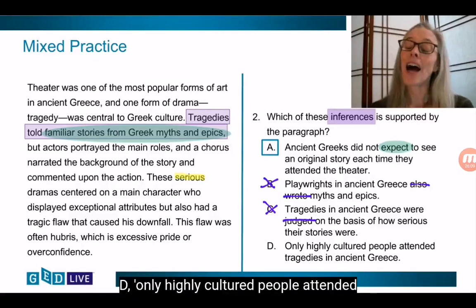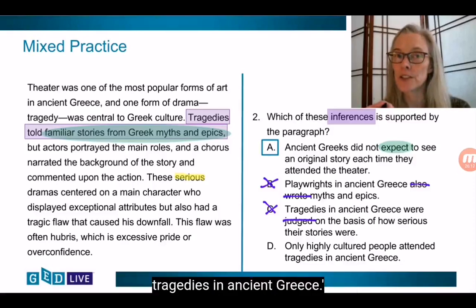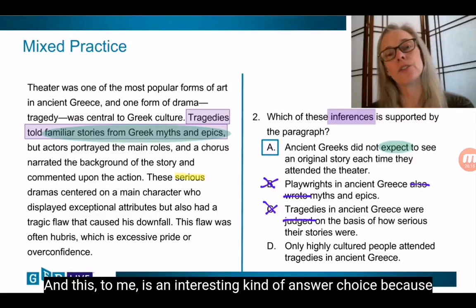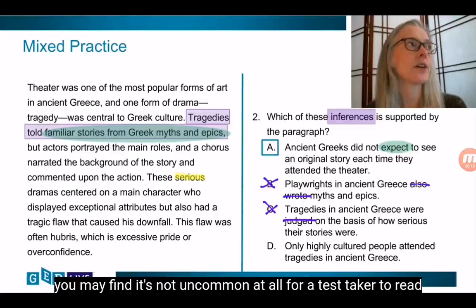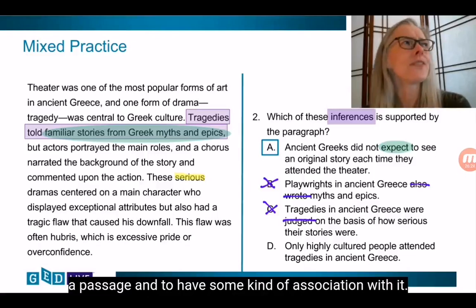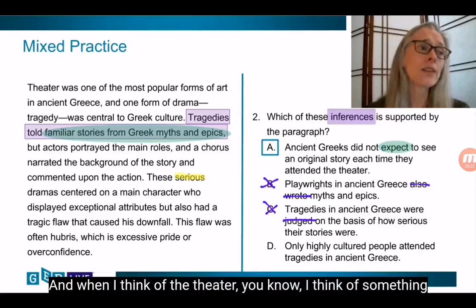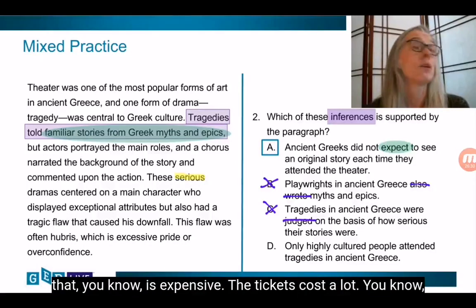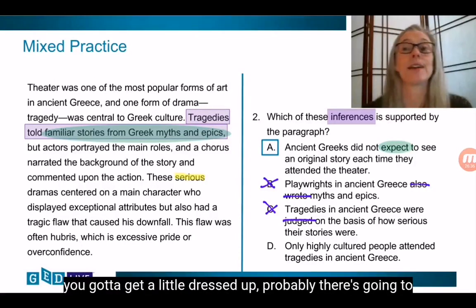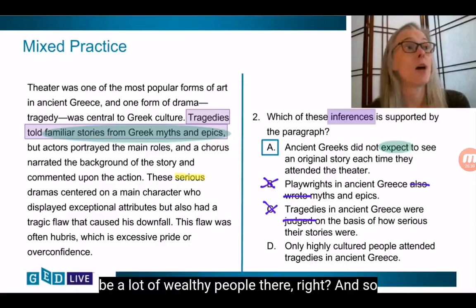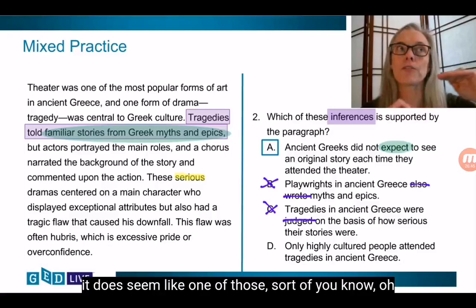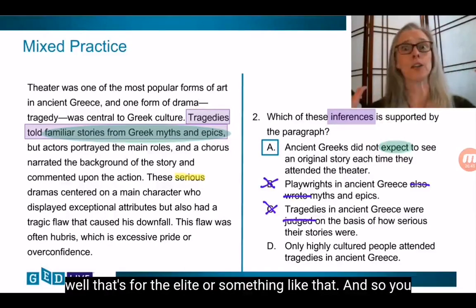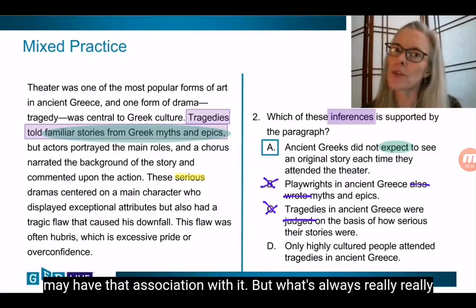And then D, only highly cultured people attended tragedies in ancient Greece. And this to me is an interesting kind of answer choice because it's not uncommon at all for a test taker to read a passage and to have some kind of association with it. When I think of the theater, I think of something that is expensive. The tickets cost a lot. You got to get a little dressed up. Probably there's going to be a lot of wealthy people there, right? And so it does seem like one of those sort of, oh, well, that's for the elite or something like that. And so you may have that association with it.